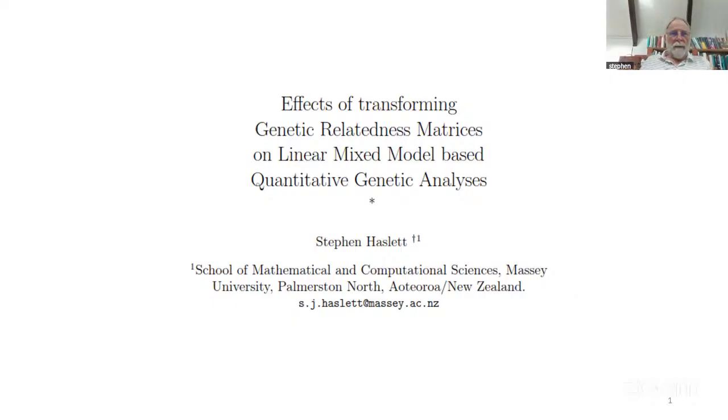So the point is that neither G nor K, which we're going to talk about shortly, which are the genetic relatedness matrix or the kinship matrix, are estimable. But particular transformations of them are, and we're going to talk about those transformations and how they affect the estimates of the fixed parameters. So the ones we're going to talk about are called allele sharing and Popkin and standard. I'll explain what those are shortly.